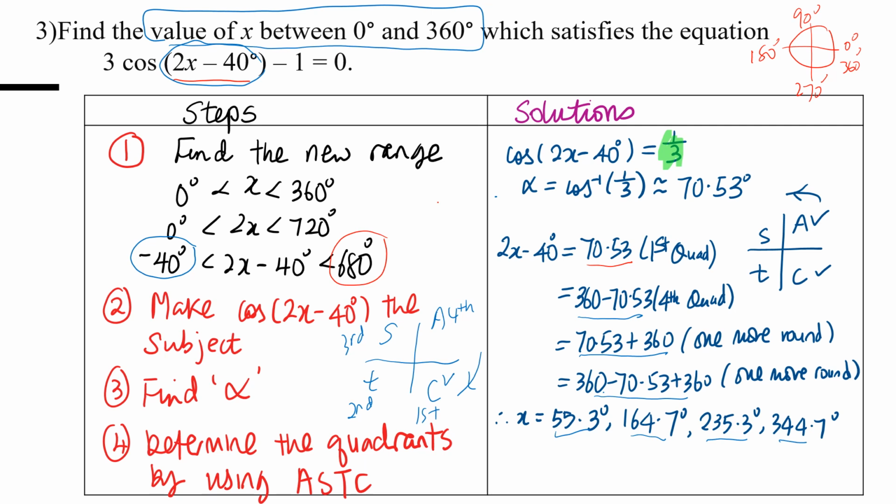If you measure angles in the clockwise direction, then the way you label the quadrants will be different. That will be your first, second, third, fourth. So for cosine to be positive, it will come from the first and the fourth. So the first quadrant means your 2x minus 40 degrees will be equal to negative alpha, which is negative 70.53. So your negative 70.53 is outside this range already. It's outside your negative 40 degrees. So therefore, you don't really have to bother about this because it's not within the range.